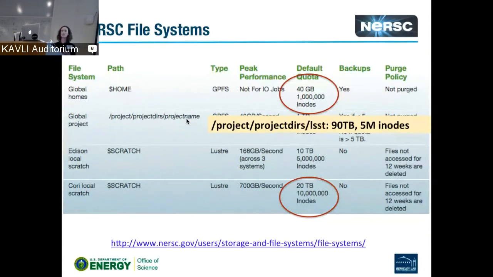And your scratch space on the Cori system is very nice. You get, as a default, 20 terabytes and 10 million inodes on your scratch space. And it's also very fast. The access speed for project is something like 40 gigabytes per second, whereas for our scratch space, we have a really nice brand new Lustre file system, and we're getting something like 700 gigabytes per second. The downside of the scratch file space is that any files that have not been accessed over a 12-week period are going to be deleted.